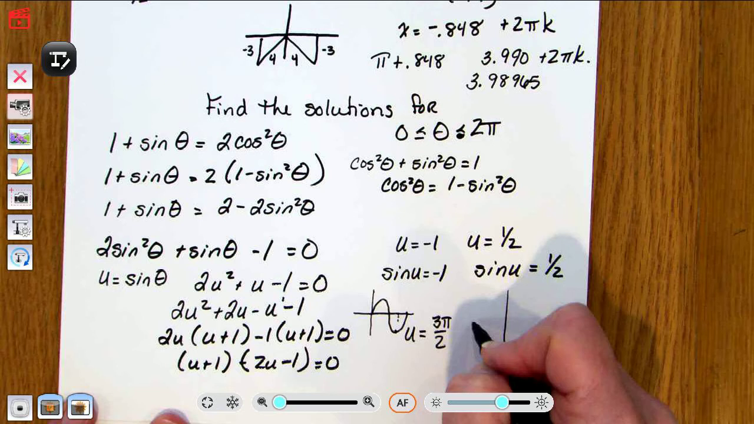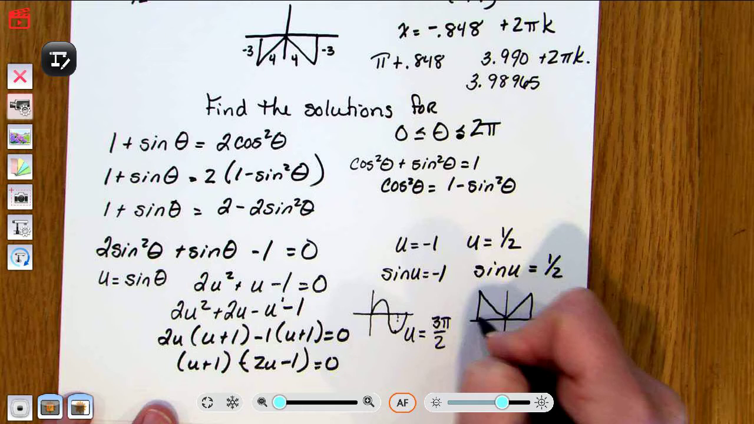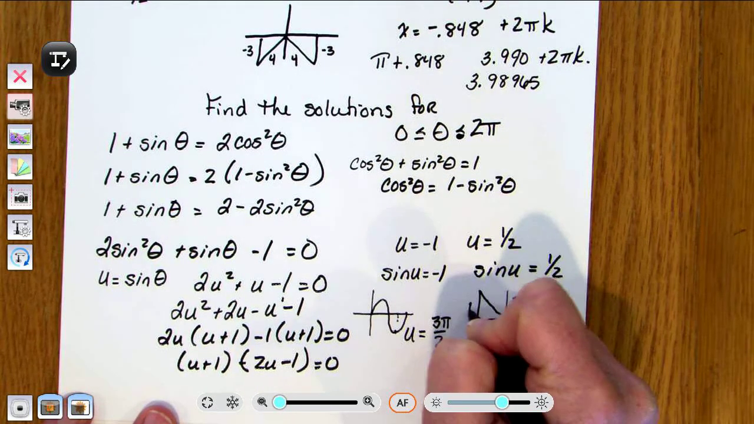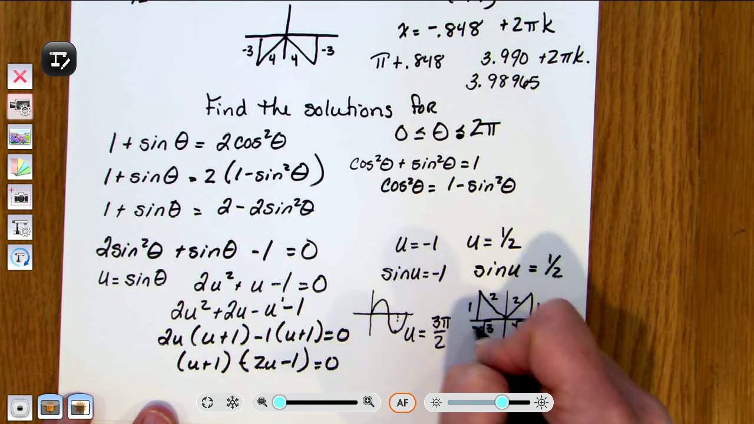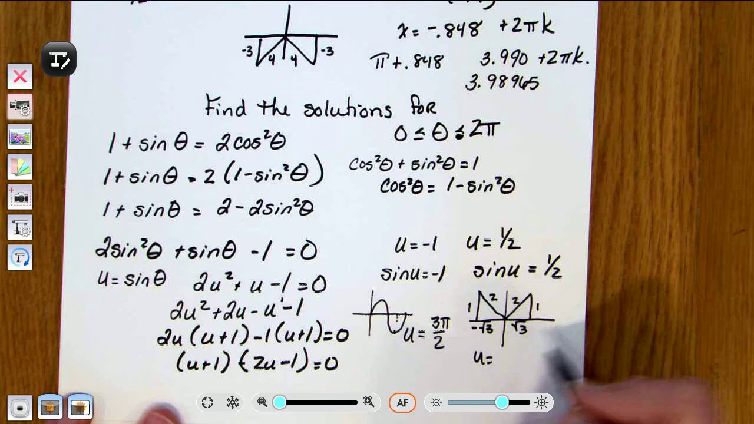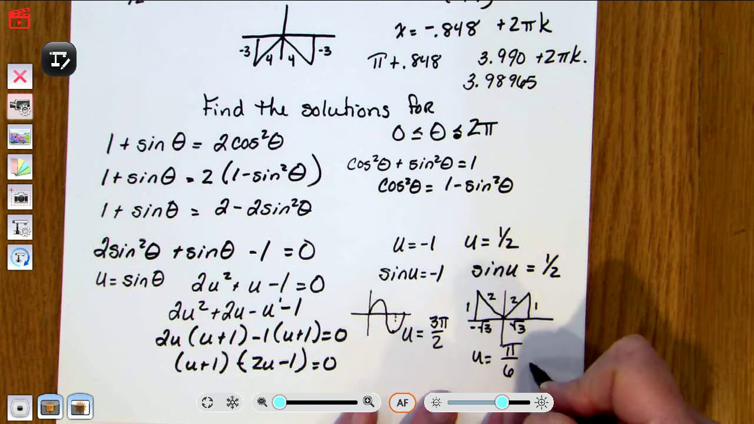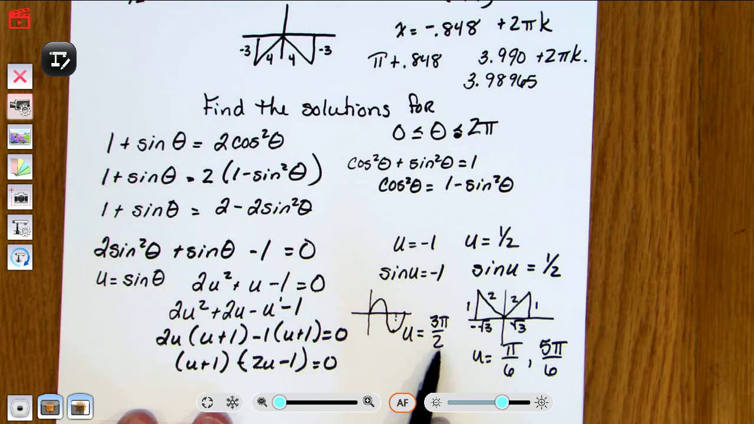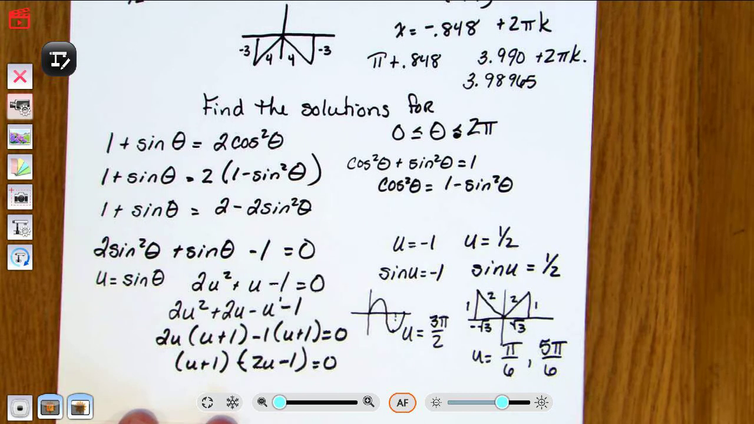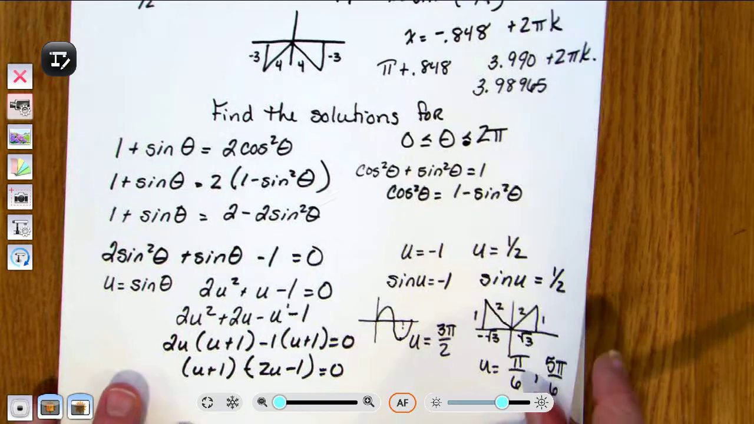Sine being 1/2, sine is positive in the first and the second, so 1/2. And this is my 1/2 square root of 3, which means u, that's my 30, which is pi over 6, and the 30 in that would be my 5 pi over 6. So I have three solutions, the 3 pi over 2, the pi over 6, and the 5 pi over 6. If I wanted all my solutions, so I didn't have this piece here, I would add on those 2 pi k parts.